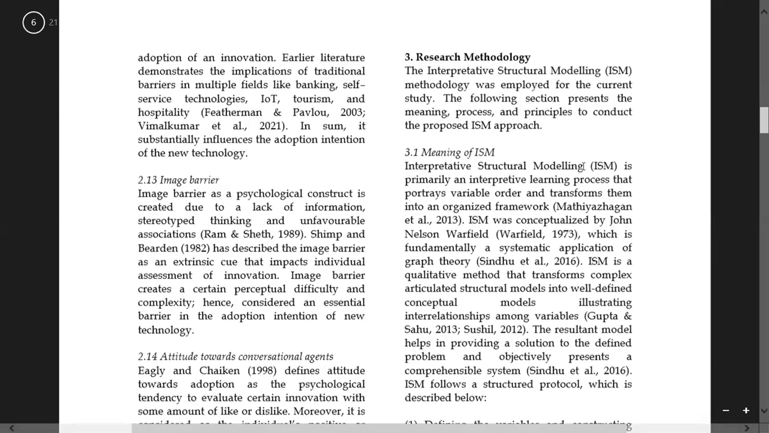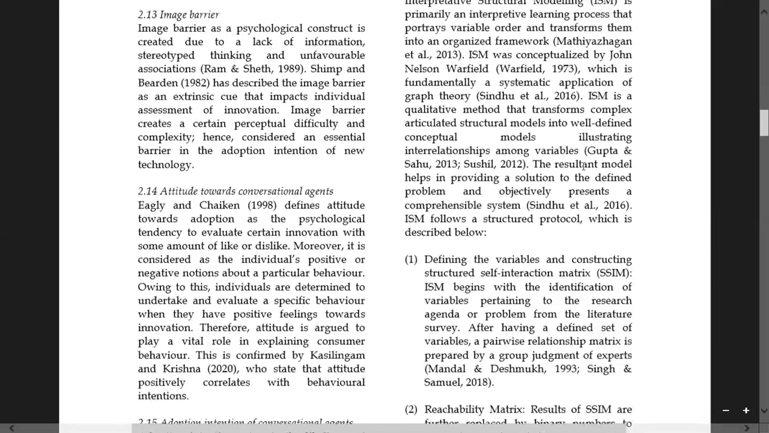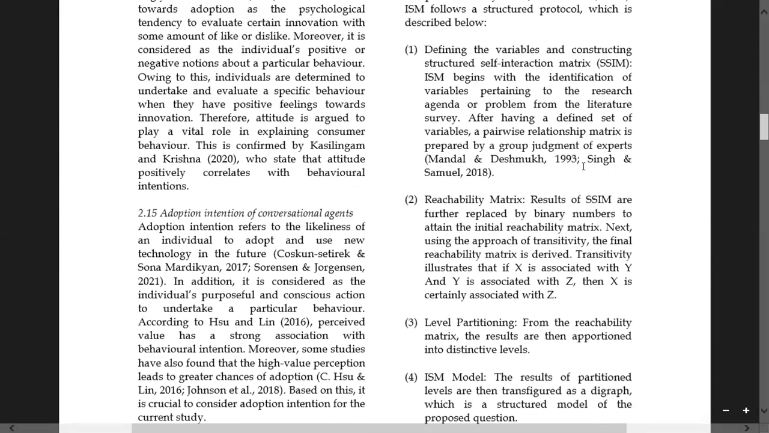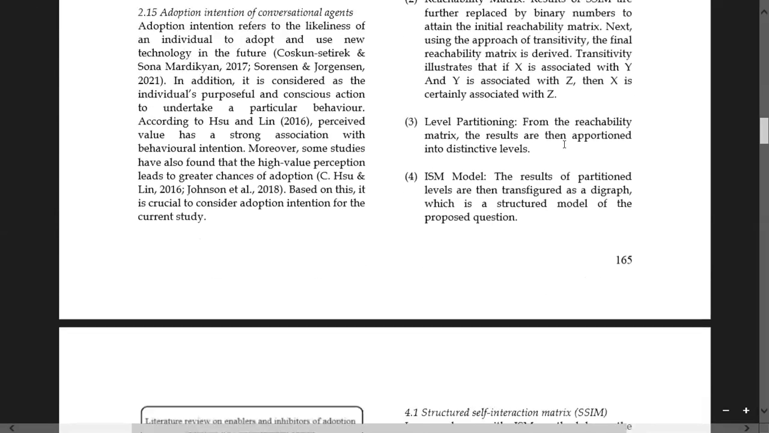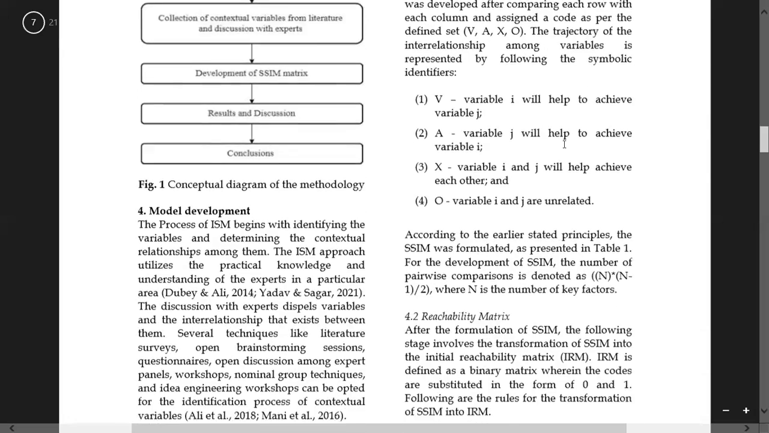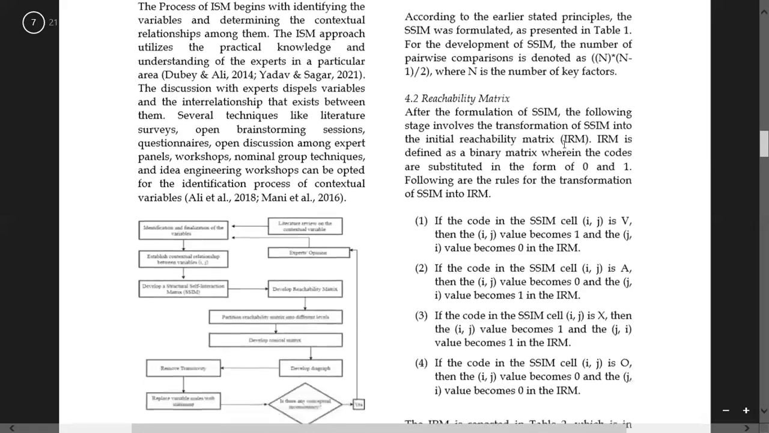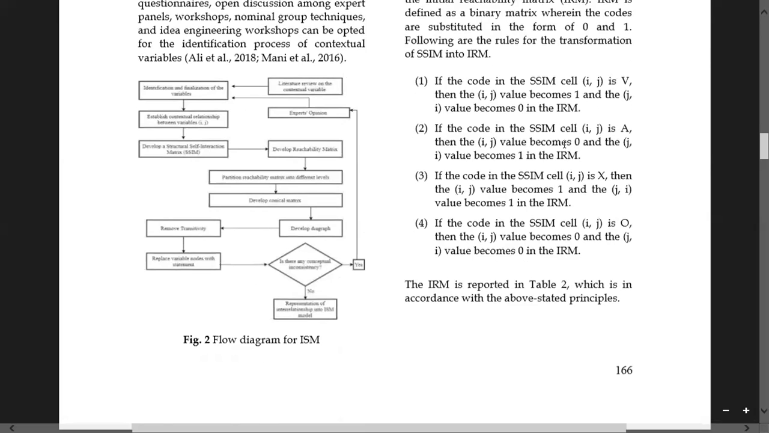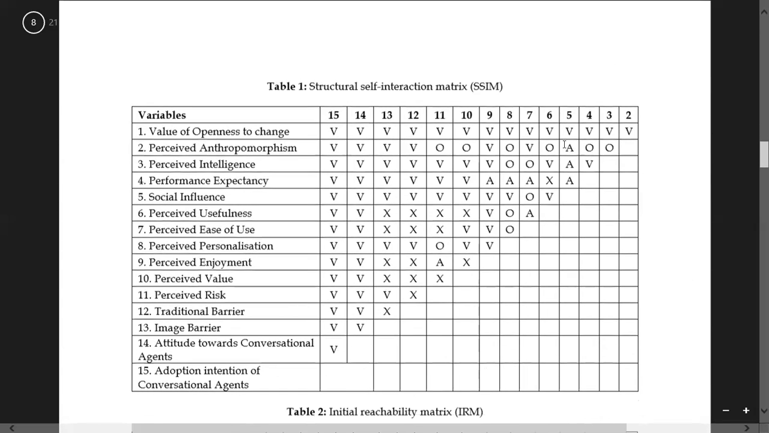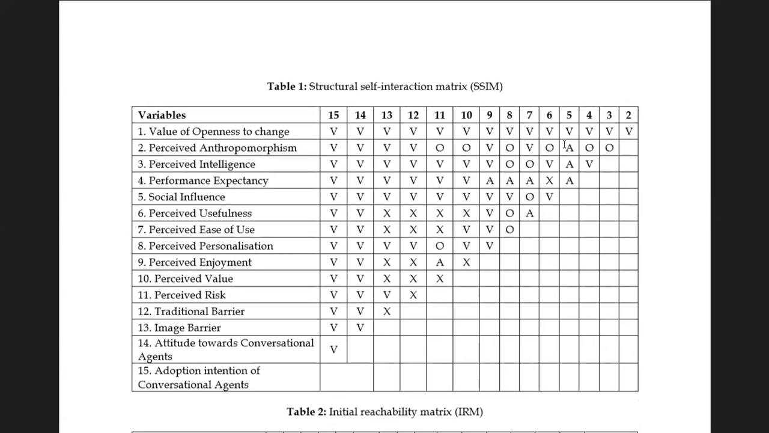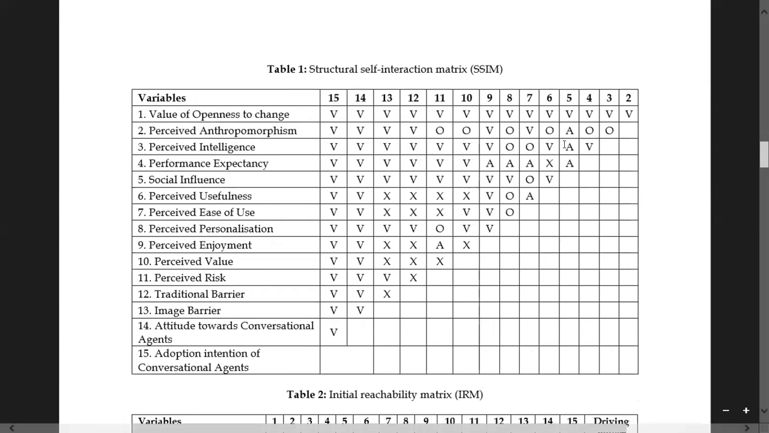Now she says I used ISM, interpretive structural modeling, which talks about SSIM, the structural self-interaction matrix. With that, we make the reachability matrix, level partitioning, and the ISM model. VAXO, the meaning of VAXO is given. And this is a sort of flow diagram of ISM, how we go with it. I hope you can understand what this structural self-interaction matrix, SSIM, is. How many total comparisons are there? 15 into 14 by 2, 105. It took us some time, probably more than 1 month for this.